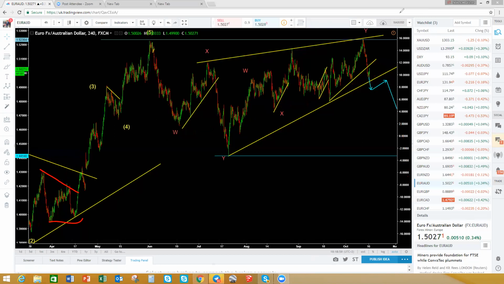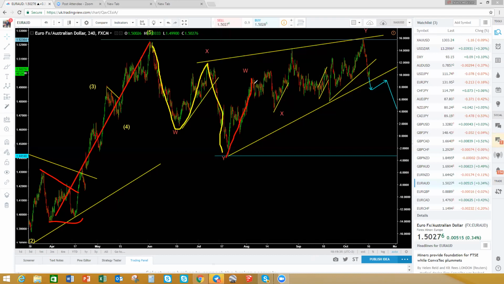Okay, so what we are having here is the impulse already indicated, and I'm getting this WXY. All right, so this WXY is correcting this whole impulse. This here is correcting this one here. So let's look at how this one is playing out. So we have a W and an X. Why is this an X? Because there's a pattern there.